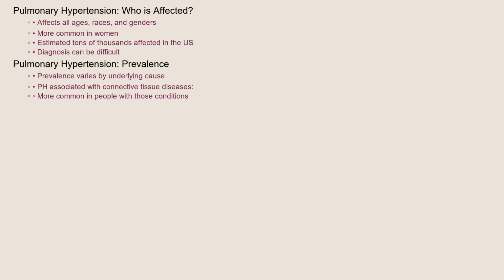Pulmonary hypertension can affect people of all ages, races, and genders, but it is more common in women than in men. It is estimated that tens of thousands of people in the United States are affected by pulmonary hypertension, and the actual number may be higher, as the condition can be difficult to diagnose. The prevalence varies depending on the underlying cause of PH. For example, PH associated with connective tissue diseases is more common in people with those specific conditions.